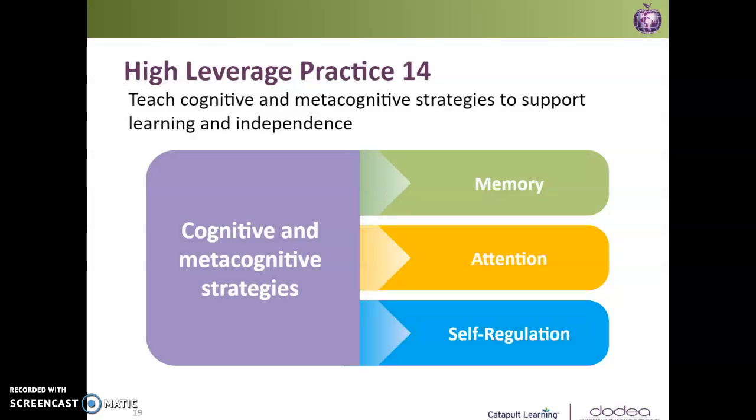Cognitive and metacognitive strategies support memory, attention, and self-regulation. The practice of using cognitive and metacognitive strategies also emphasizes the importance of using explicit instruction. Remember when we talked about explicit instruction in the winter? Students must explicitly be taught cognitive and metacognitive strategies and then have them practice until they become routine.